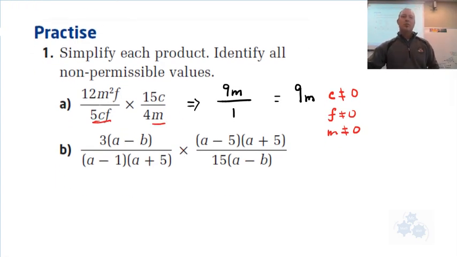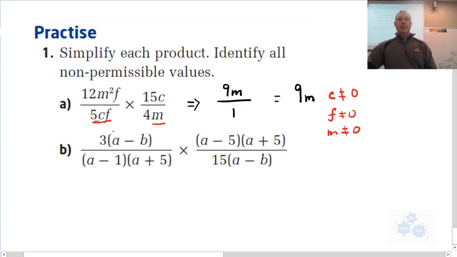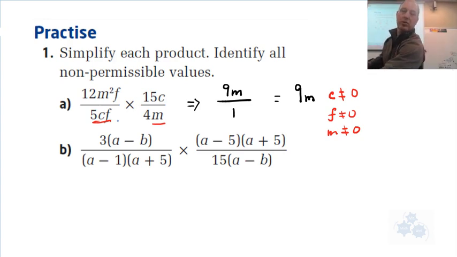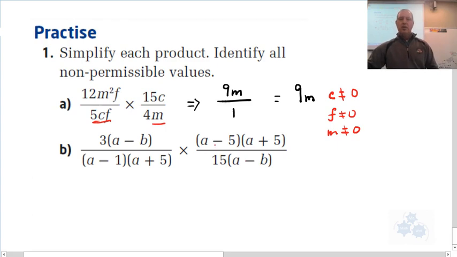Okay, for B, I'll do B as well for you right down here. And B is pretty easy because they've factored these trinomials and expressions for you, so you don't have to do any factoring in this one. You just have to notice any terms that are the same. So a minus b on top and a minus b on the bottom. We have an a plus 5 on the top and bottom. And then, of course, the 3 and the 15 can be reduced. You divide them both by 3 and you get 1 over 5.